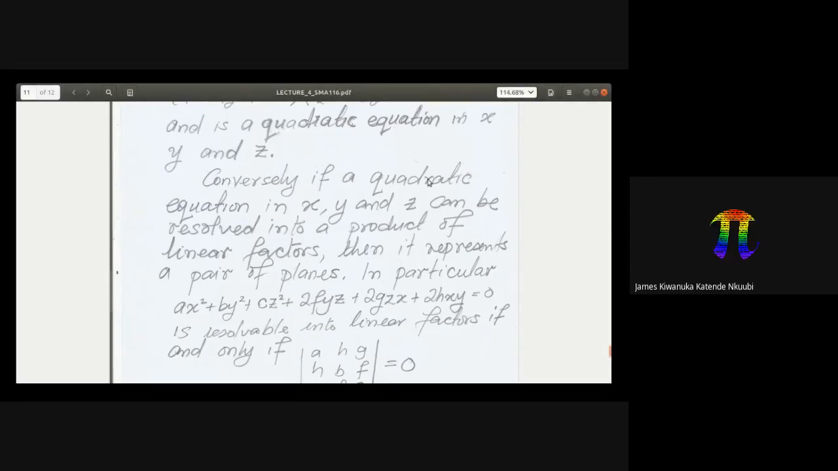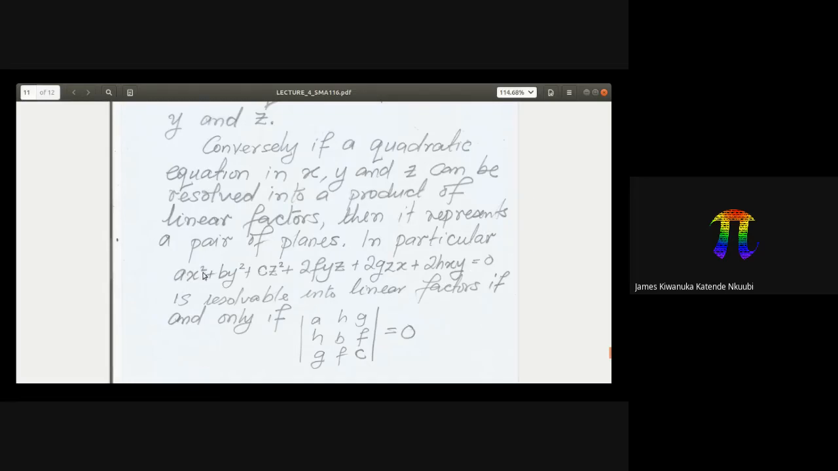So on the other hand, if we have a quadratic equation in three variables, and it's possible to write it as a product of two linear factors, then it definitely represents a pair of planes. So in particular, if we consider this quadratic expression here equal to 0, it's possible to write this as a product of two linear factors only if the determinant of this matrix here is equal to 0. So when the determinant of this matrix is 0, it's always possible to write this as a product of linear factors.